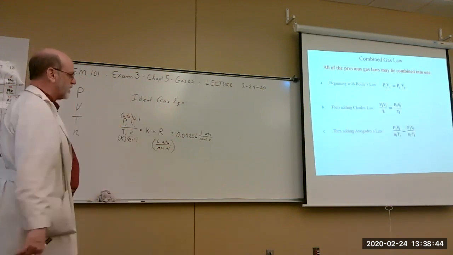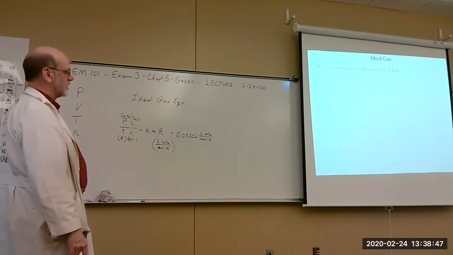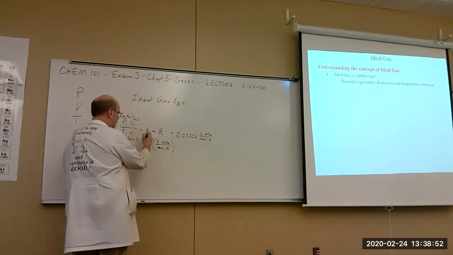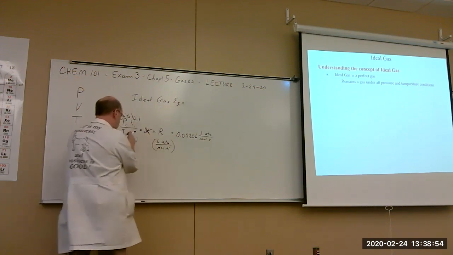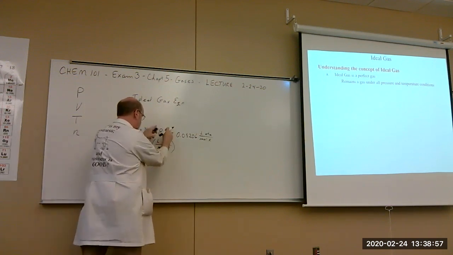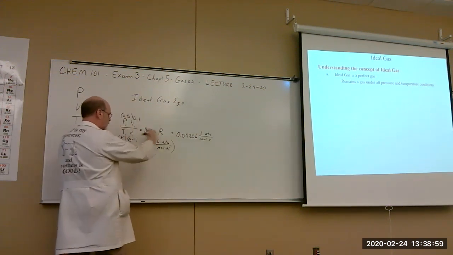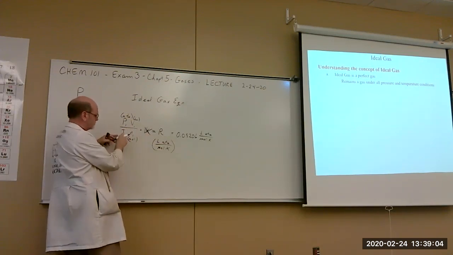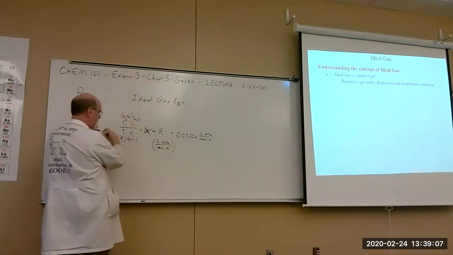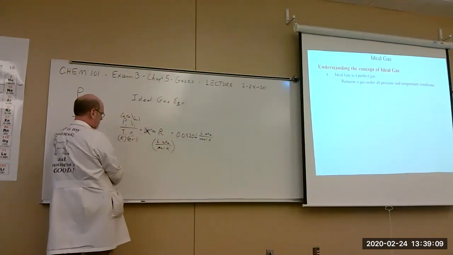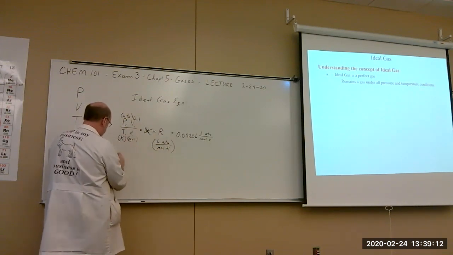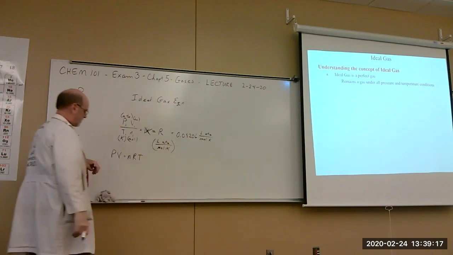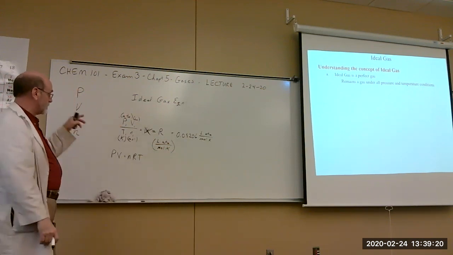So that's the combined gas law, the ideal gas law. Normally the ideal gas law is not written this way, so take that out, and we're going to put these two on that side. We just multiply both sides by T1 and get rid of this one, put it over there. So now we have PV equals nRT. That's the ideal gas equation.